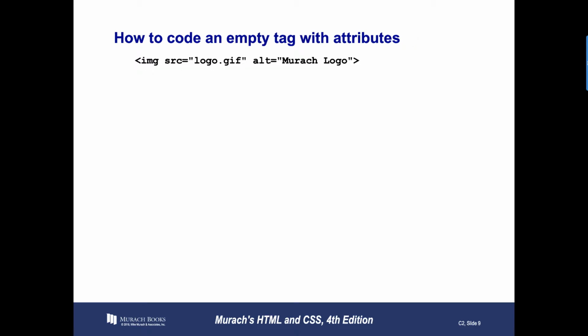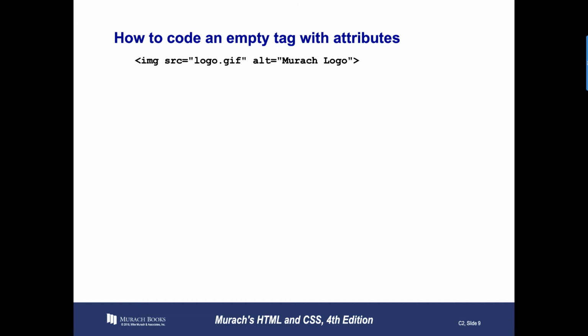All right. So here is an empty tag with attributes, right? This is the image tag, which we spoke about earlier. And it includes a source attribute, which defines the image source that the browser is to display.